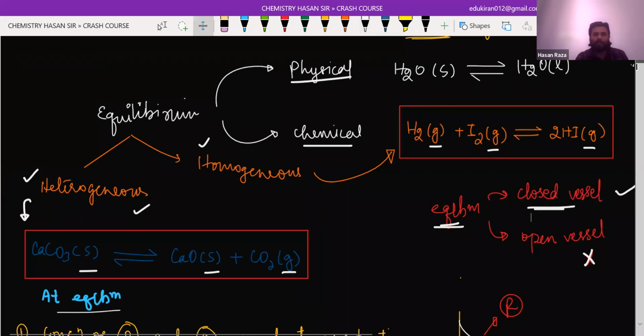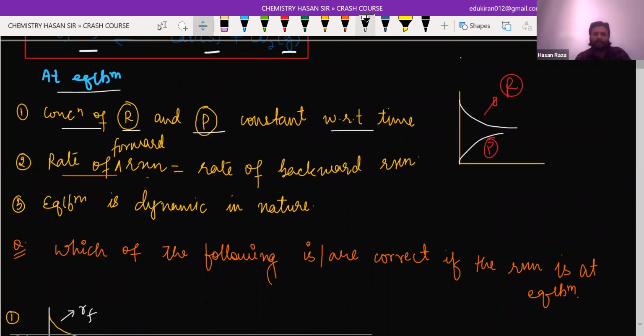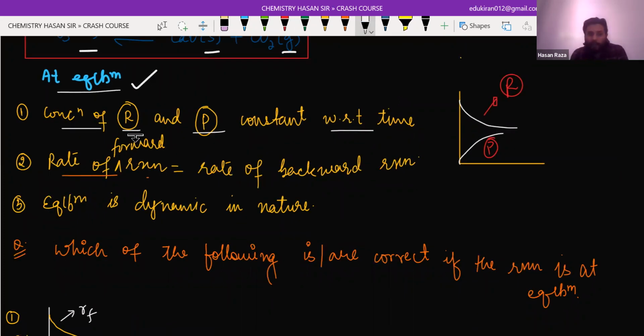Now the next point, which is very, very important. These are some characteristics of equilibrium. At equilibrium, the concentration of reactant and product is constant with respect to time. Suppose you are carrying out a reaction and after some time the concentration of reactant and product is not changing with respect to time, that means it has become constant, then the reaction is at equilibrium. Are you getting my point?